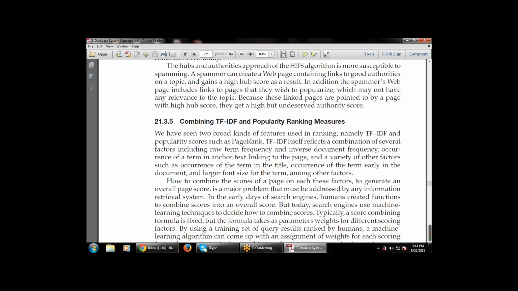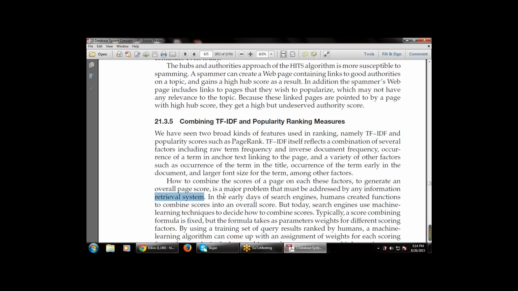How to combine the scores of a page on each of these factors to generate an overall page score is a major problem that must be addressed by any information retrieval system. In the early days of search engines, humans created relations or functions to combine scores into an overall score.